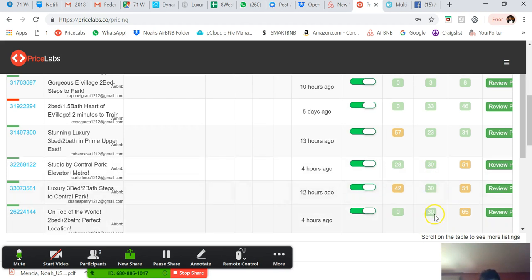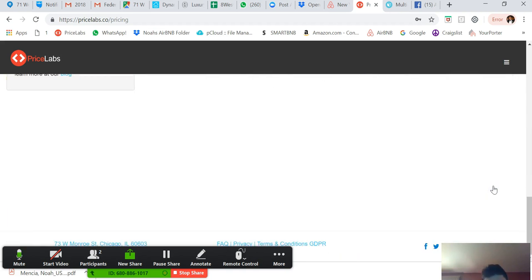Let's focus on some of our bigger ones. So here's a 3-bed, 2-bath, one of our bigger properties, 30% empty. So we want to look in here and see exactly which weeks are empty, and then what we are priced at.